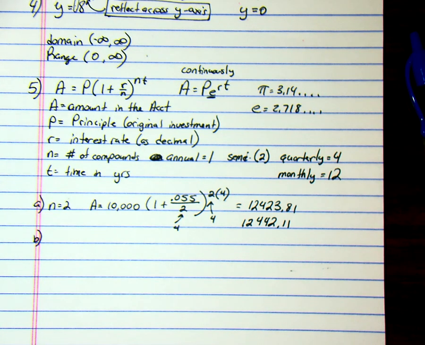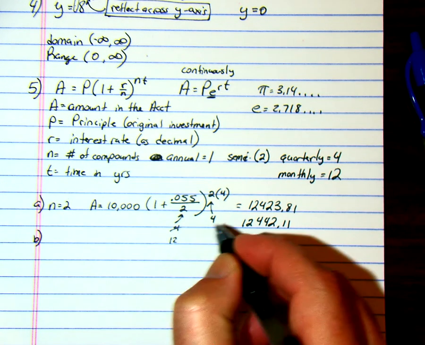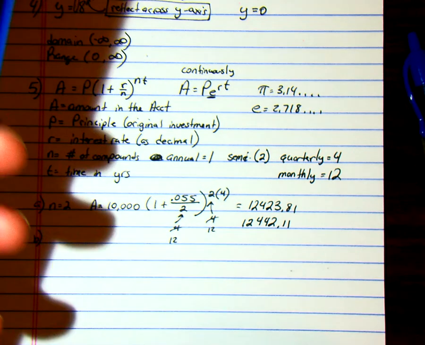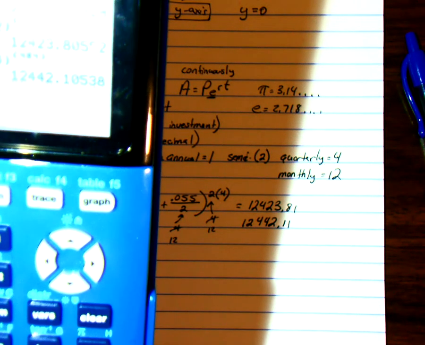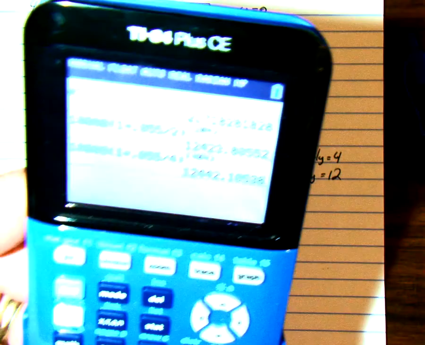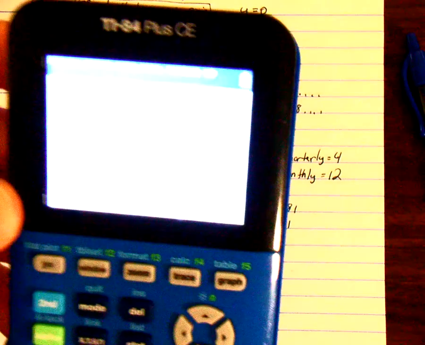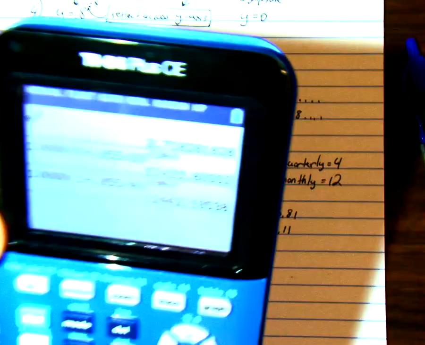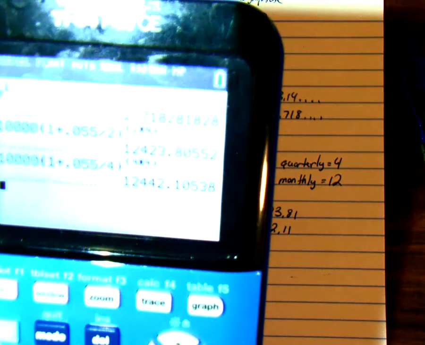Compounded monthly and then compounded continuously. Okay, so compounded monthly, again, we're just going to go back to our calculator. We're going to change it to a 12 and change this one to a 12. So again, I'm going to go back to my calculator, which I have no idea if you can see because I'm in the wrong screen. There we go. All right, we're going to hold this at an angle so you can actually see something.